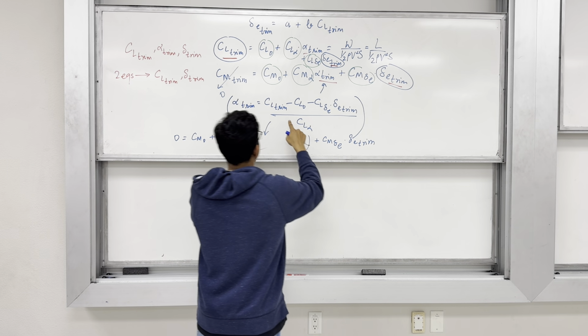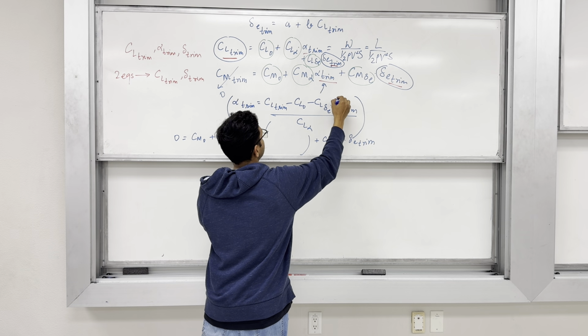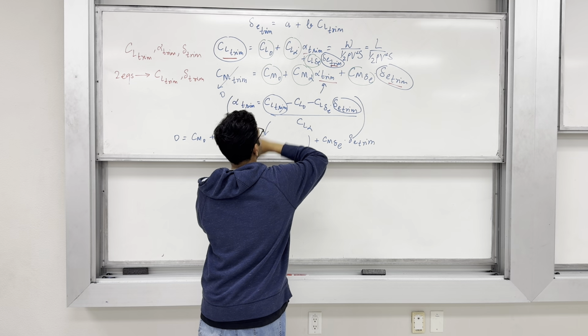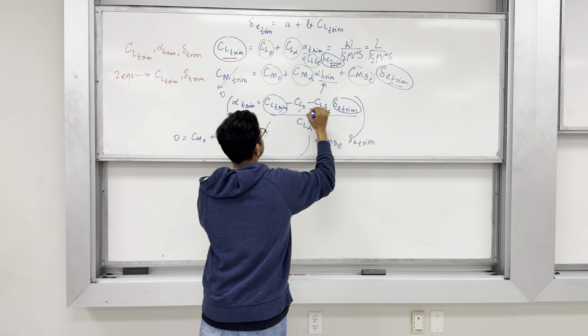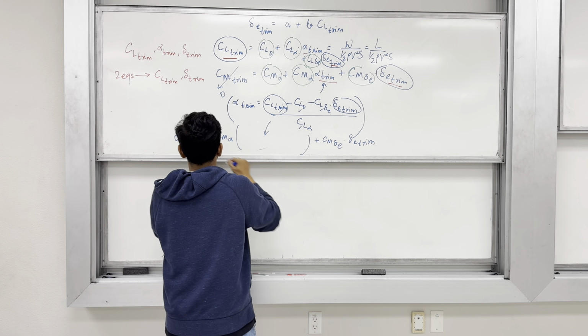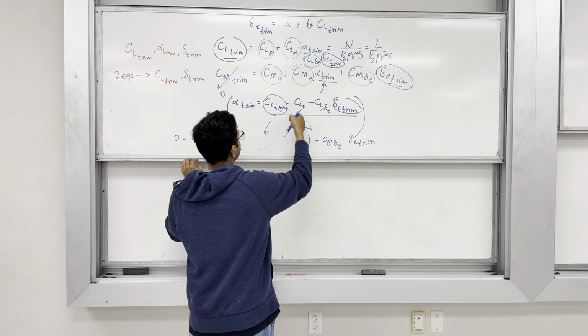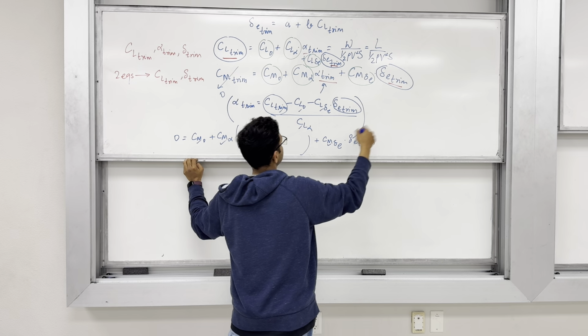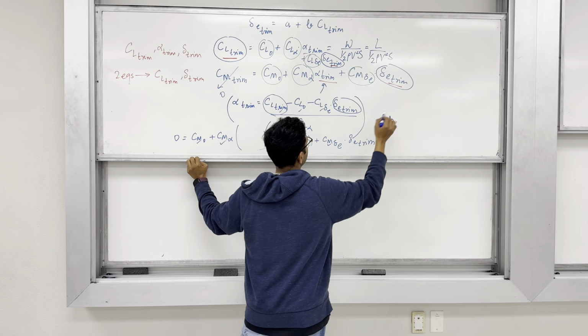So, you will see that even in this expression, delta E trim is the only unknown to me and CL trim is the only unknown too. These are the 2 unknowns; this is known, this is known, this is known, this is known. So, when you plug it in here, you will get an expression between CL trim and delta E trim, which helps you derive A and B.